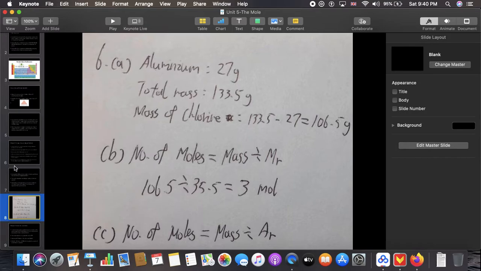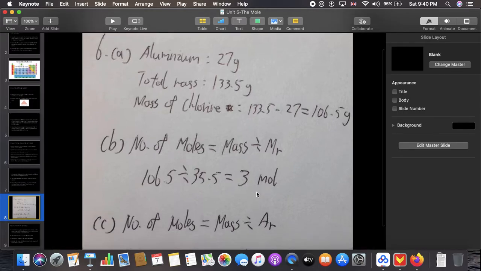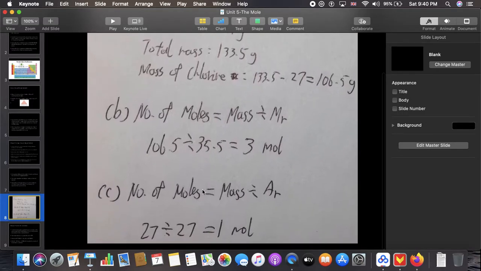Now, second one, how many moles of chlorine is that? Number of moles equals mass divided by MR, or molecular mass, so it's 106.5 divided by 35.5 equals 3 moles. That's 3 moles of chlorine. The second one is pretty straightforward. I'll just explain to you, and then that's it.